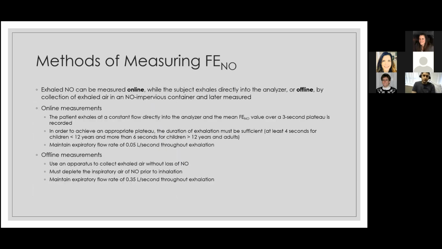So exhaled nitric oxide can be measured online, while the subject exhales directly into the analyzer, or offline, in which they have to collect the exhaled air in a nitric oxide impervious container and then later measure it. With online measurements, the patient exhales at a constant flow directly into the analyzer, and the mean FeNO value over a 3-second plateau is recorded.